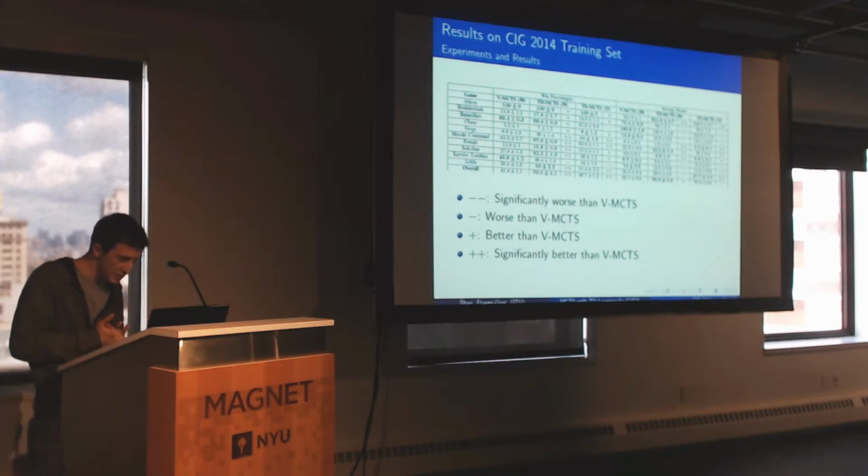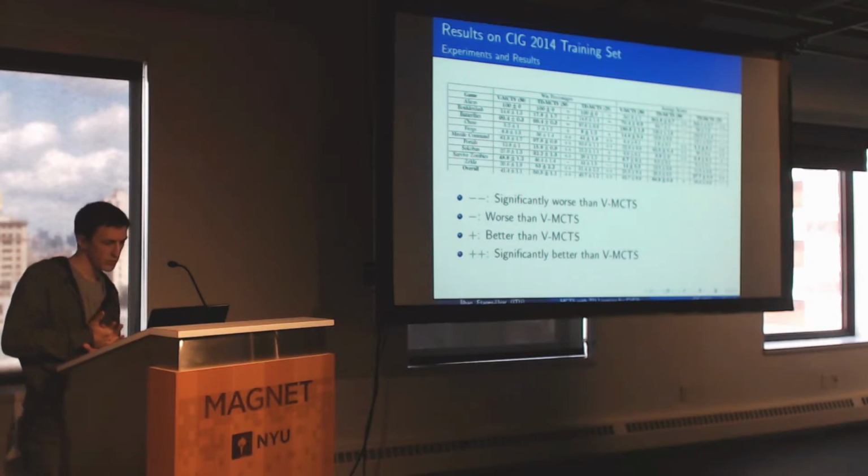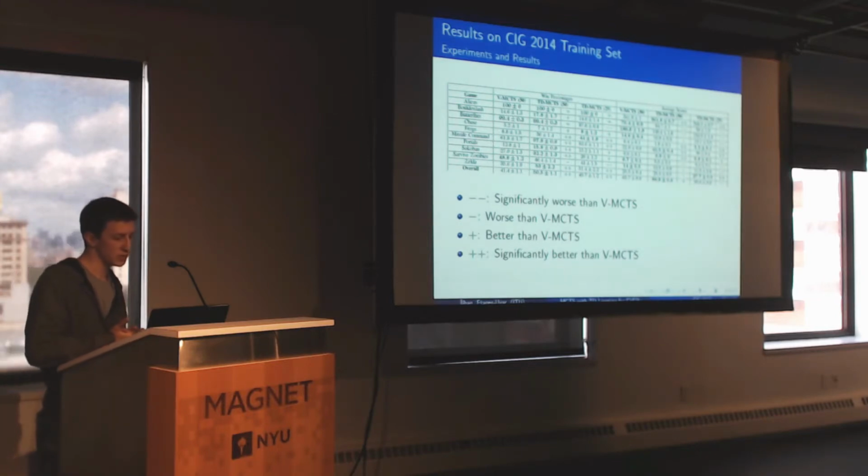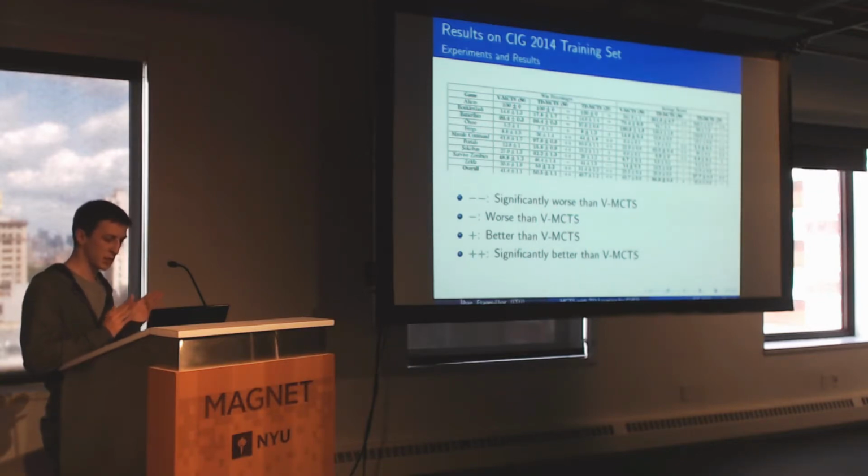As we can see, TD MCTS is better than vanilla Monte Carlo tree search in 3 of the games significantly, and it also improved the overall win percentage by like 25%. And in the average scores, there is actually no clear winner. They all get similar average scores.